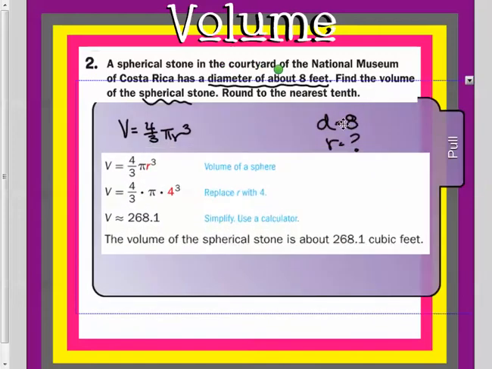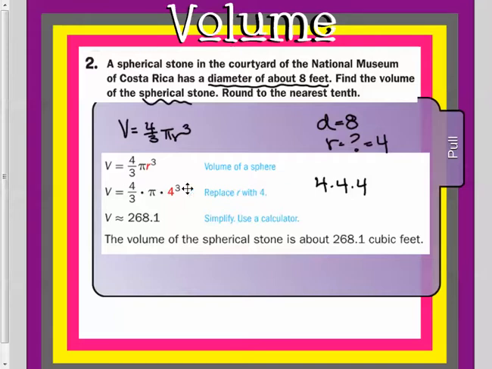Okay, so here is what I did. First of all, I figured out the radius would be 4, and I plugged it in. I cubed the radius, which would be 4 times 4 times 4, and then I multiplied that times pi and times my 4/3. So this was 64, and I multiplied them all to get 268 and 1/10, because they asked me to round to the nearest tenth, and these would be cubic feet, or feet cubed.